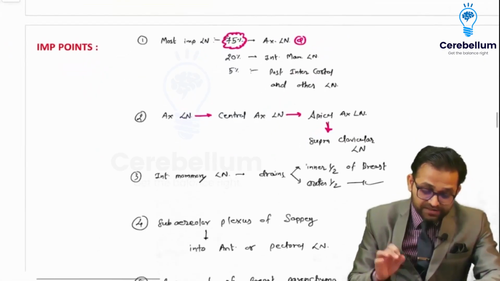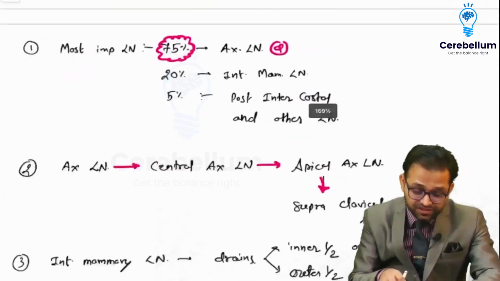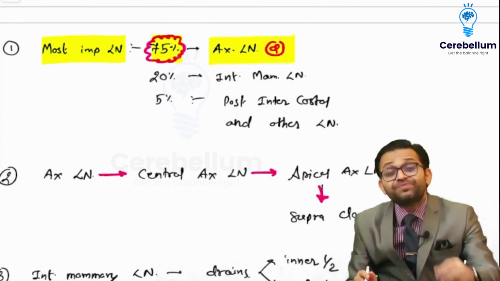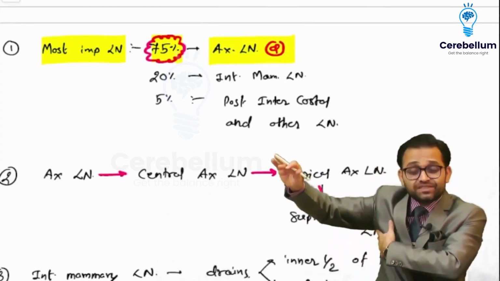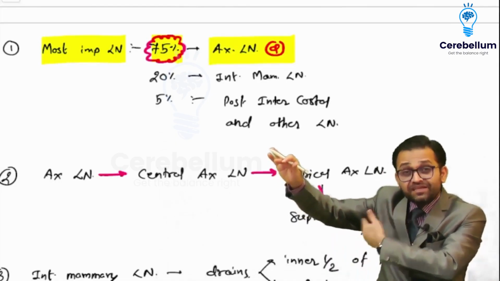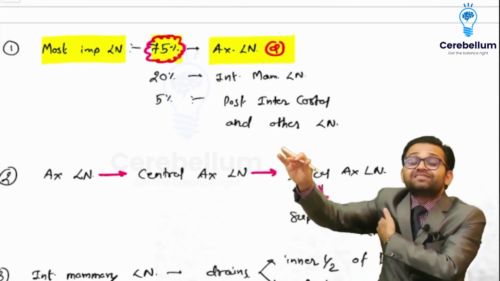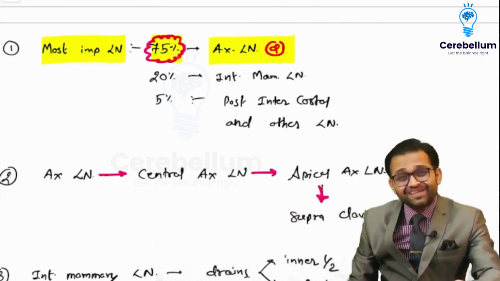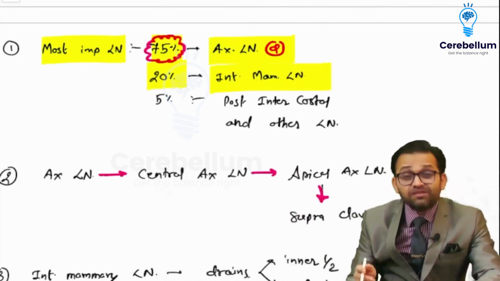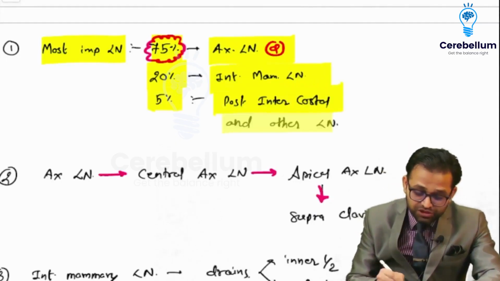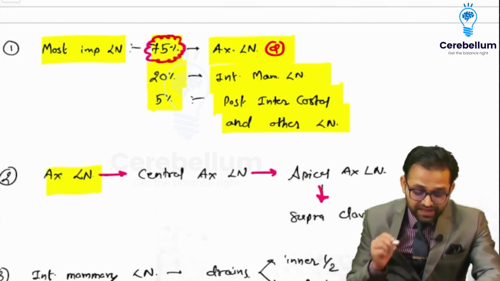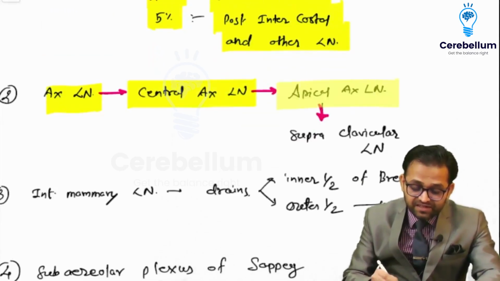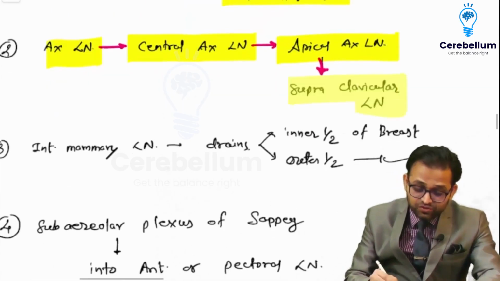Few important points regarding the lymphatic drainage, important for surgery and pathology. Most important, MCQ: 75% drains into the axillary lymph nodes. That's why in surgery, palpation of the anterior axillary, posterior axillary, medial, lateral, central, apical, and supraclavicular lymph nodes is very important clinically. 20% drains to the internal mammary lymph nodes and 5% to the posterior intercostal and other lymph nodes. MCQ: axillary lymph nodes drain into the central axillary, then reach the apical axillary lymph nodes, then the supraclavicular lymph nodes.